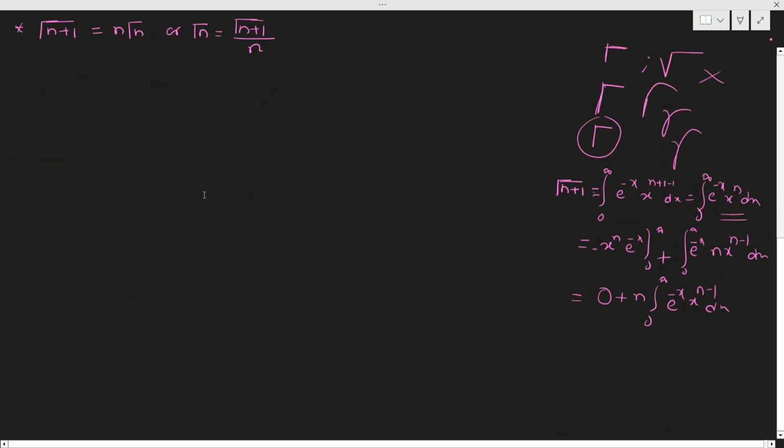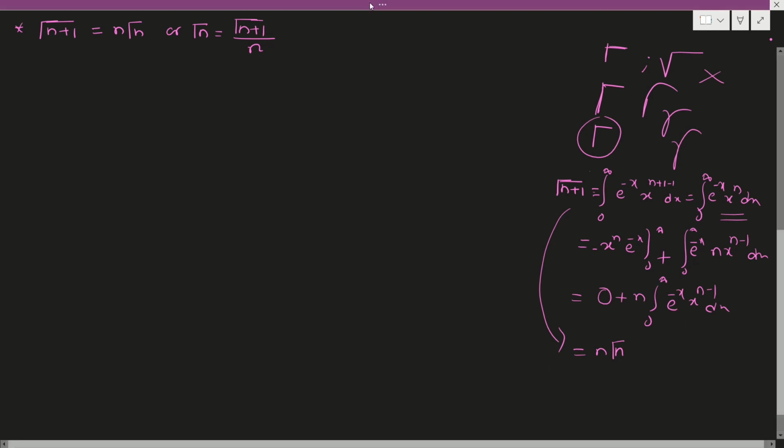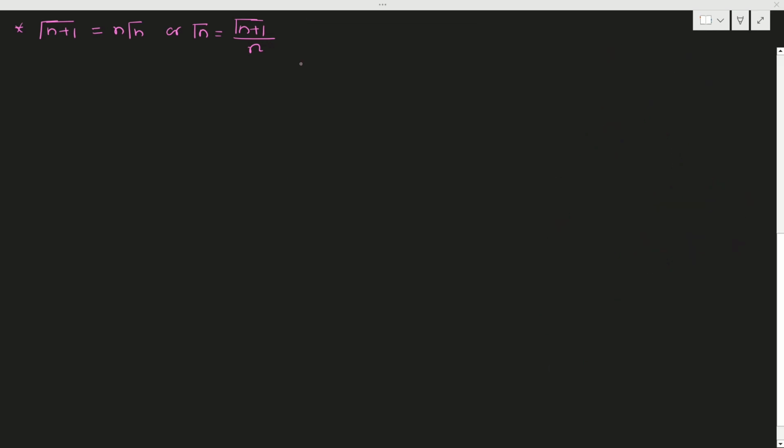So therefore the second part is n into gamma n. This is how you can write gamma n plus 1 is equal to n into gamma n. So the second property I have written is gamma n plus 1 equal to n into gamma n, that I showed.